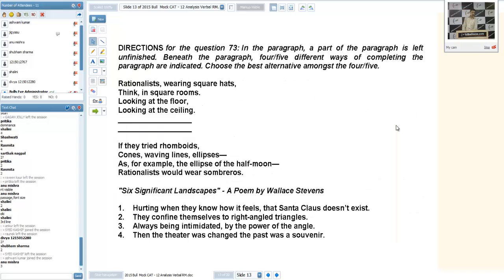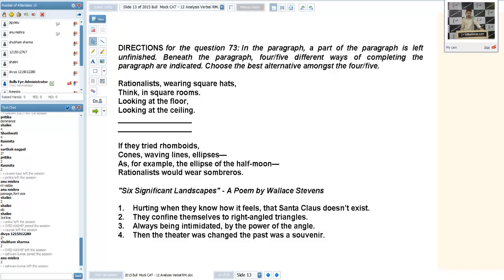Now, a very interesting question. I think one of the interesting questions in this paper, Mock 12. Just read a few lines. You will take one minute, and we'll try to figure out the answer. It's called para completion. We need to pick the choice which can fill in these in-between lines.